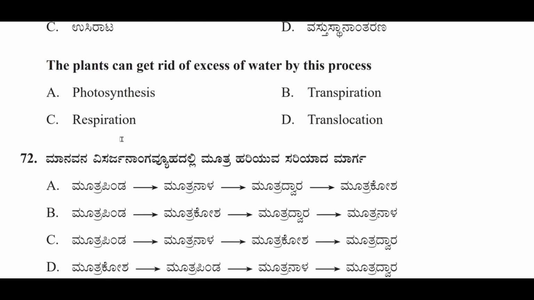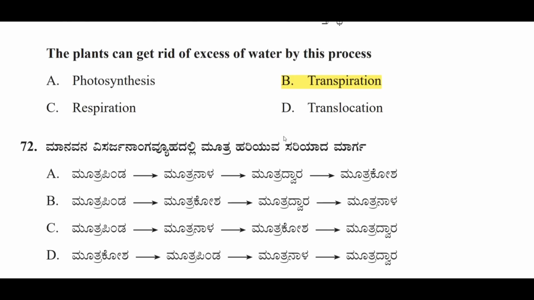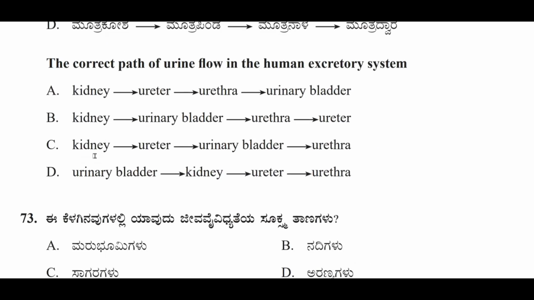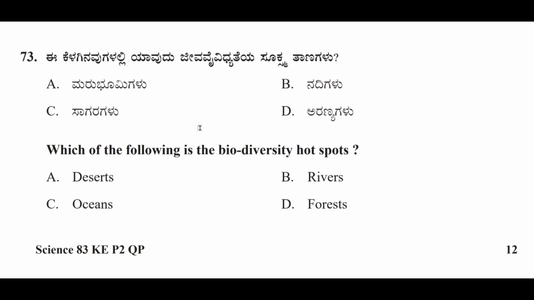Next question. The plant can get rid of excess water by this process. Simple and repeated question. The correct answer is option B, transpiration. The correct path of urine flow in the human excretory system is kidney, ureter, urinary bladder and urethra. Check the diagram of the human excretory system.